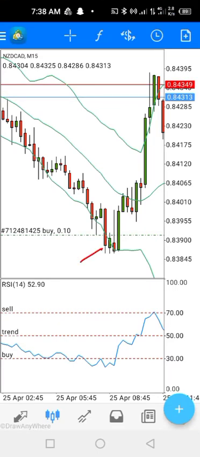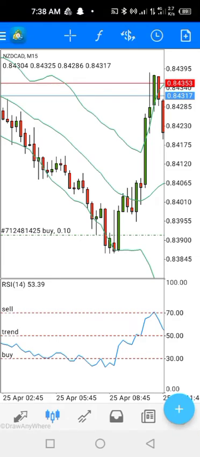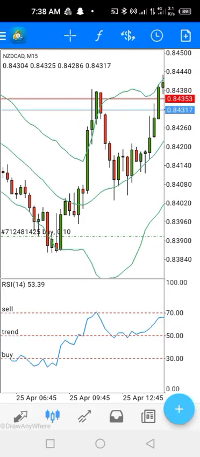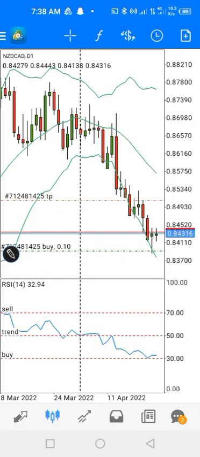Okay, so it pierces out and the market reverses, pierces out and the market reverses. And note your RSI is in the buy zone. So it just works like that. Even if you are trading on a lower time frame, when it pierces and your RSI is in your sell zone, the market will still come down. That's if you are trading on a lower time frame, but I'm just showing you how this works.